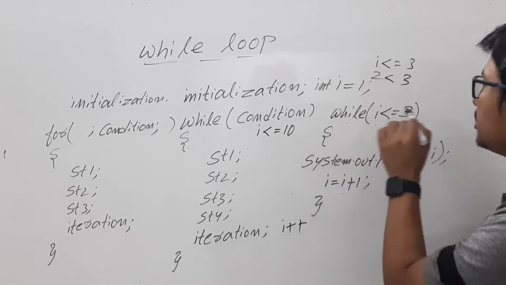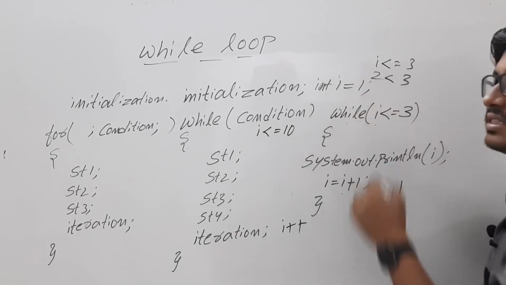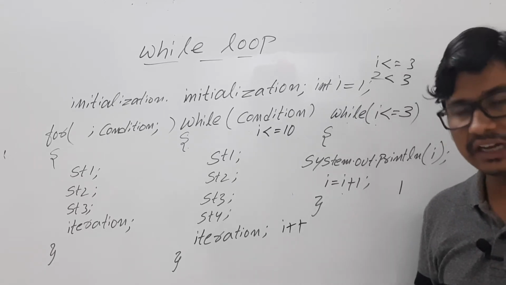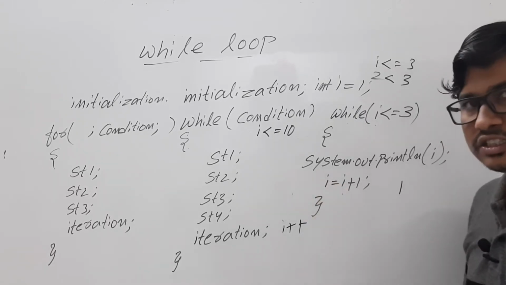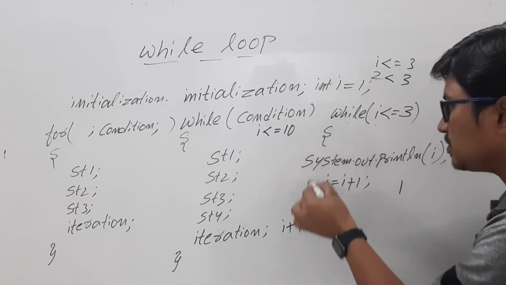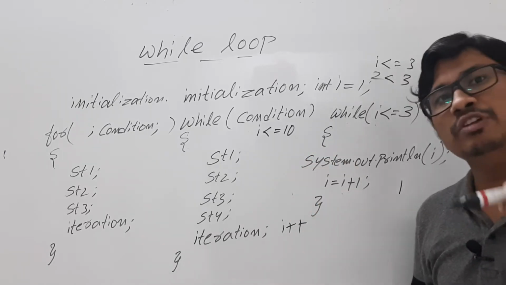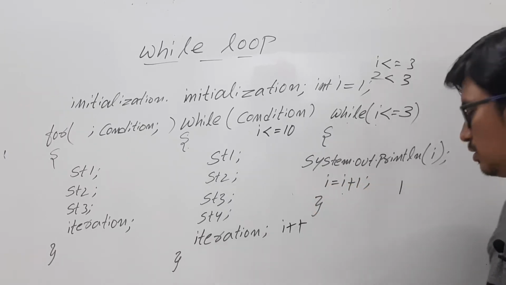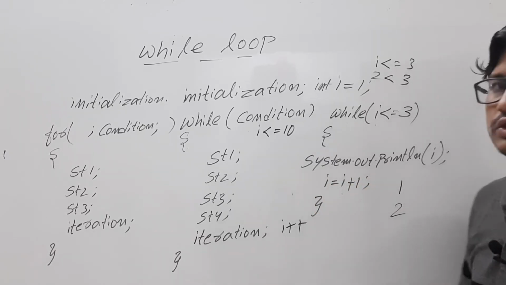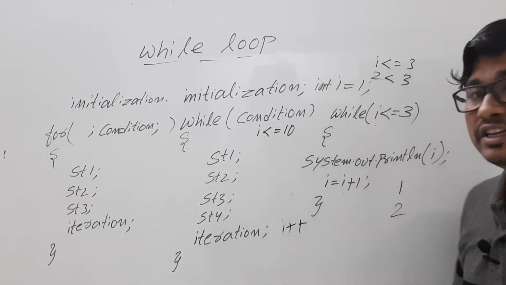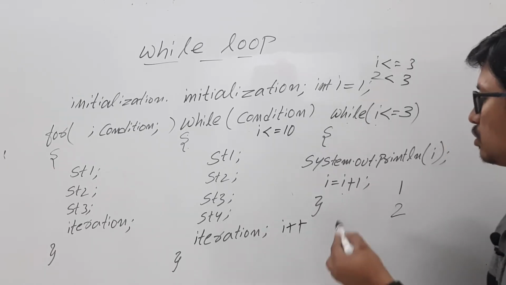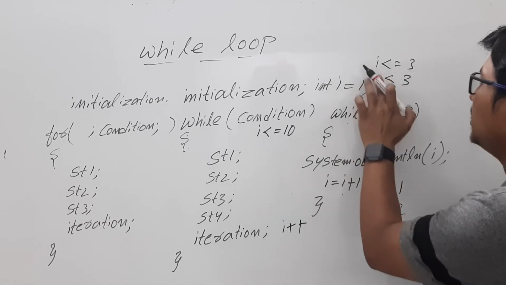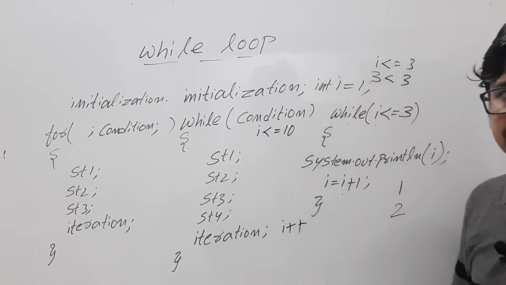Now again the condition will be verified. Is 2 less than or equal to 3 or not? Yes, 2 is less than 3. Again the condition is true. As the condition is again true, the statements in the while loop will be executed once again. System.out.println(i), so the i value will be displayed, which is 2. Then you have written i = i + 1. So already the i value is 2, 2 plus 1, the i value will be updated to 3.